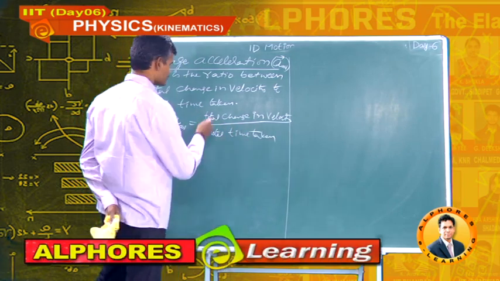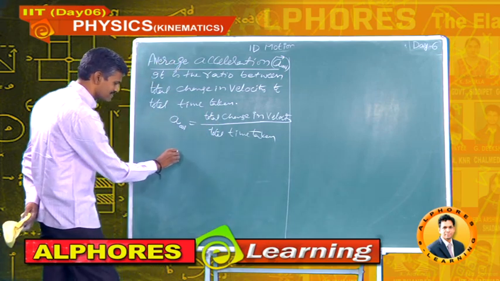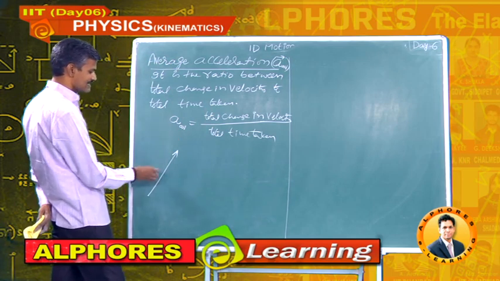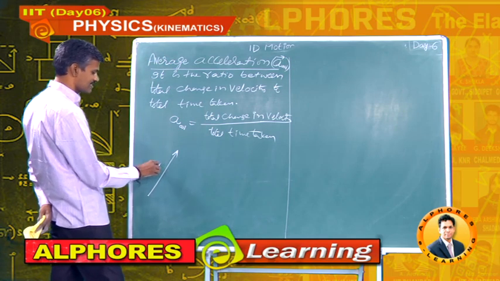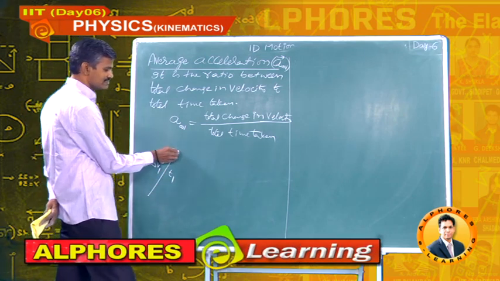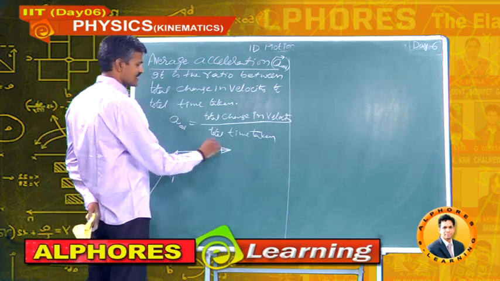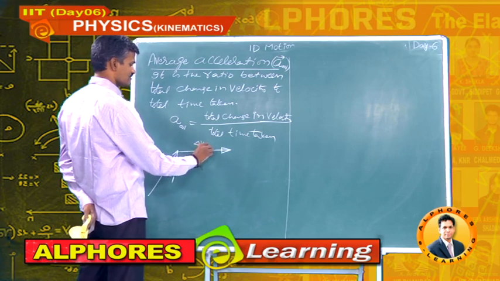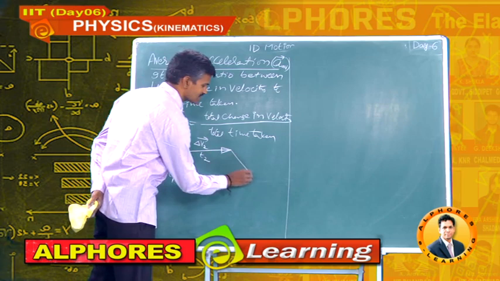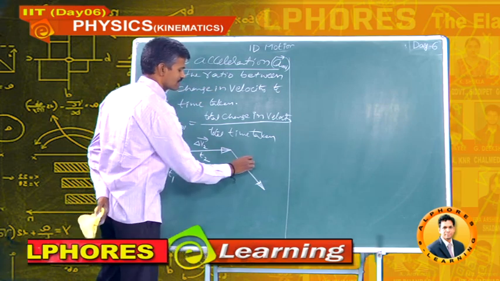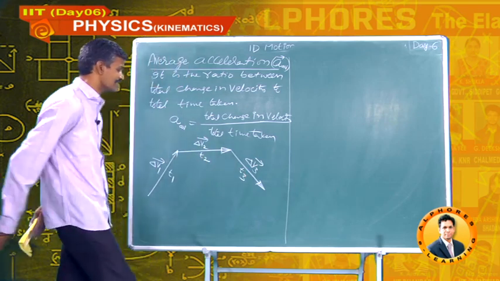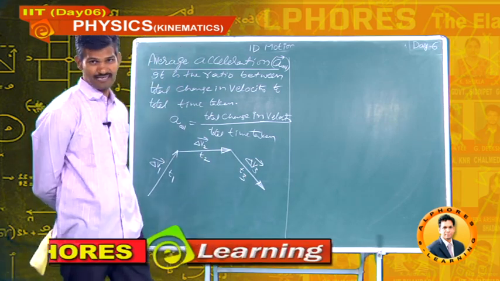To understand the situation, I am considering one example. A particle starts here. It has a change in velocity in this direction, delta v1 bar, in time t1. After that, it has a change in velocity in this direction, some delta v2 bar, in some time t2, and it has a change in velocity some delta v3 bar in time t3. How to calculate the total change in velocity?